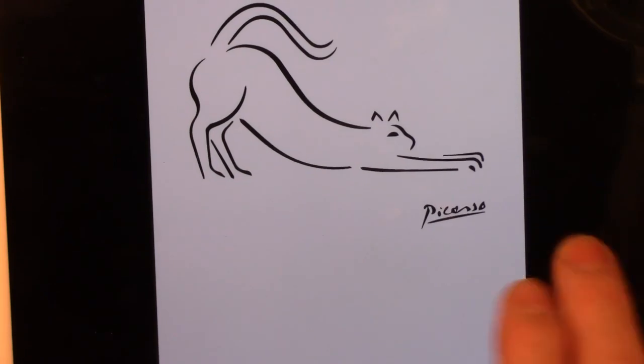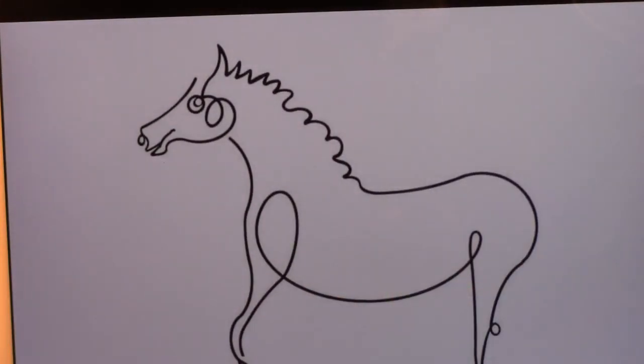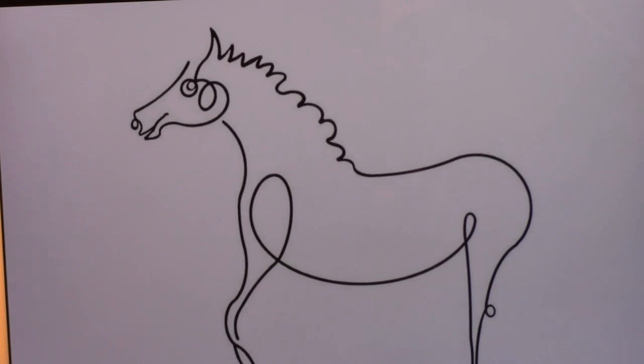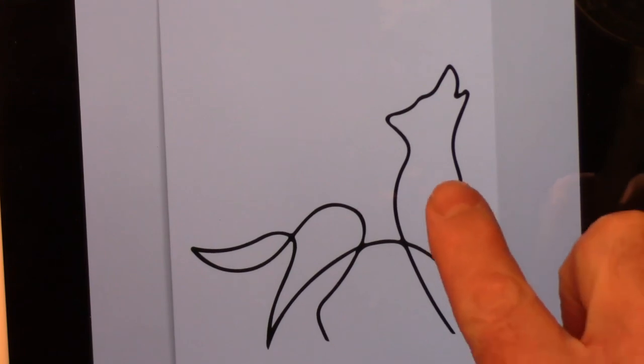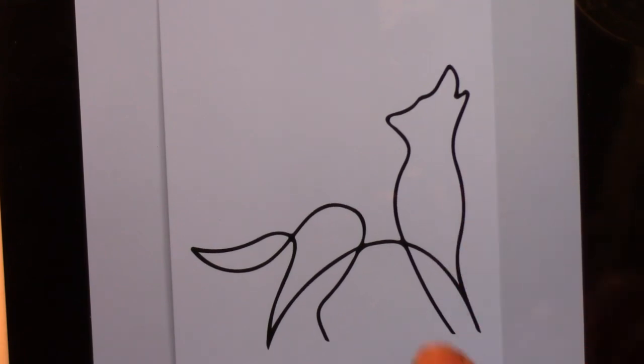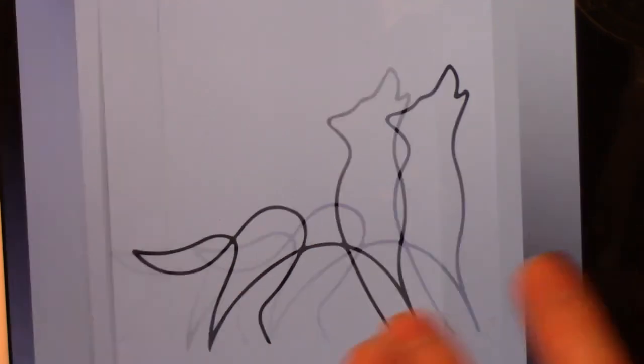A cat. And can you guess this one? Oh yes, you've already started saying it, horse. And what about this one? Why yes, it's a turtle. You guessed it right. No, it's not a turtle, it's a fox, or a wolf, or a dog, or any of those that might fit into that category with the legs and the tail and the howling.